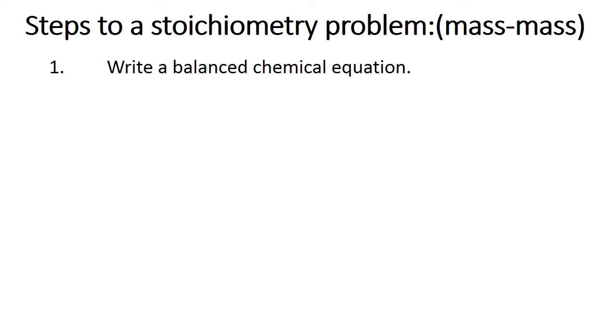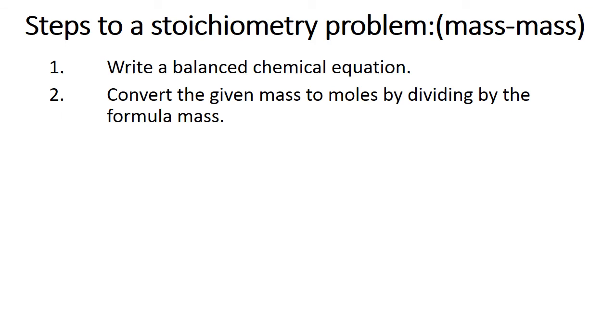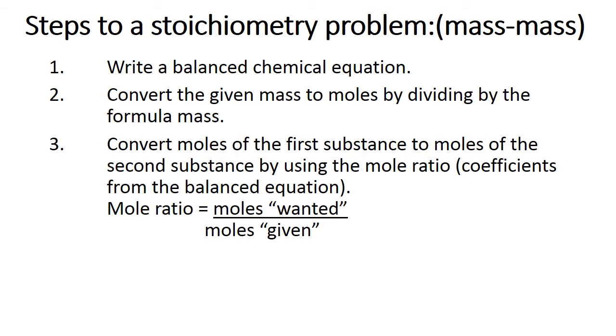All right, let's look at the steps to a stoichiometry problem when we go from mass to mass. First, we're going to write the balanced equation, just like we've been doing when we were going from moles to moles. Then whatever mass we're given, we're going to convert that to moles. And to do that, we divide by our formula mass.